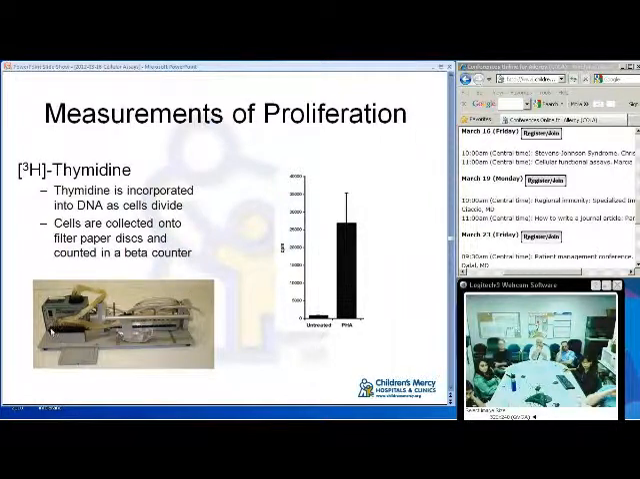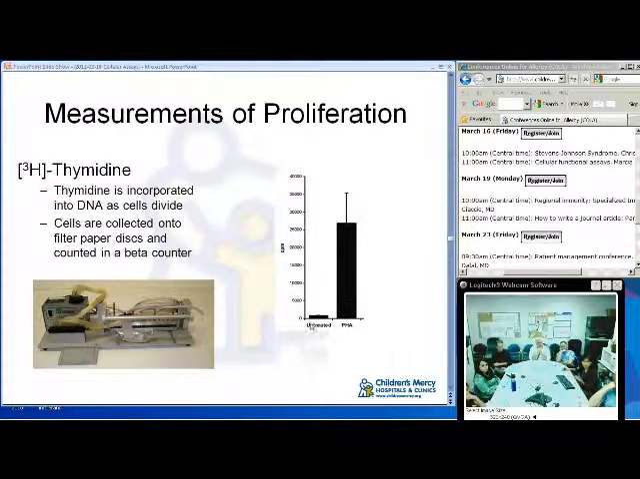And here there are spigots that you would aspirate the cells through, and that would go onto this filter paper. And then those filter papers would be cut into discs with this contraption, and they would be placed into scintillation tubes, and then you would fill it with scintillation fluid, and then you count those in a beta counter.